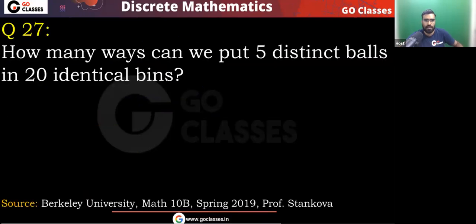Okay. So let's see this one. What is the answer for this question? How many ways? Question number 27. How many ways can we put 5 distinct balls in 20 identical bins? This is a very interesting question. Anyone want to tell me the answer?